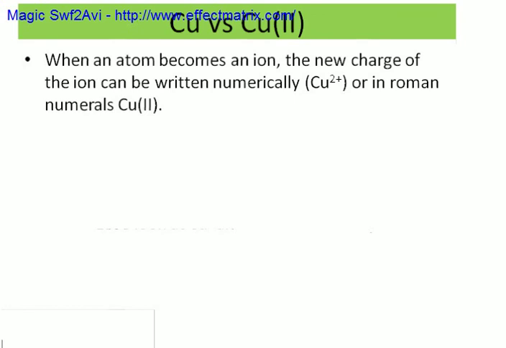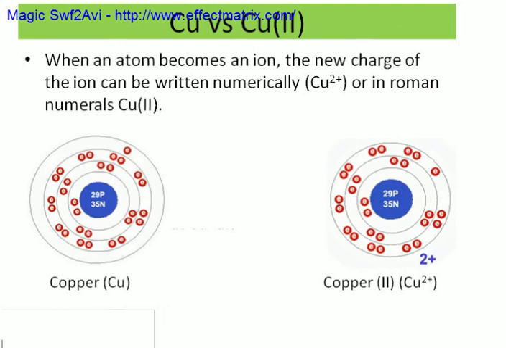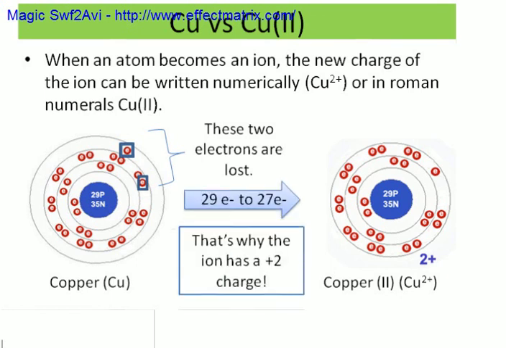When an atom becomes an ion, the new charge on the ion can be written numerically or in Roman numerals. Here we have a copper atom on the left and a copper 2+ ion on the right. So the valence electrons, which are shaded in the boxes, are lost, making the total number of electrons 27 from 29. Since you lost 2 electrons and still have 29 protons, there are 2 more positive charges, and that's why copper becomes copper 2+.